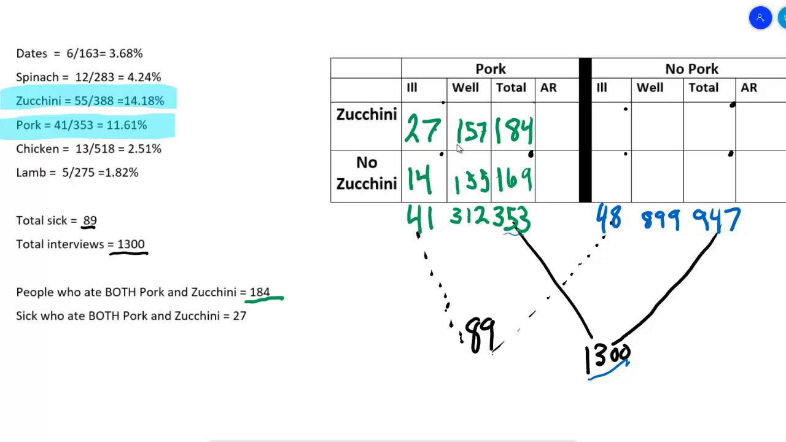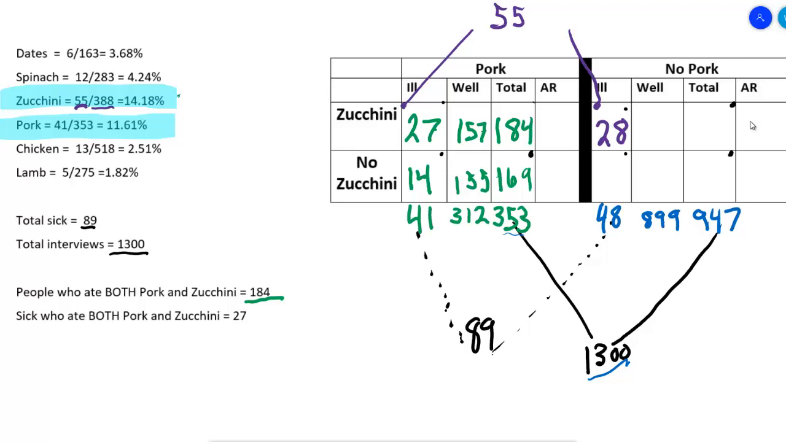So through deduction, we were able to identify the people who ate pork but did not eat zucchini. Well, if we can do that with pork in this up and down math, we should be able to do that same thing with zucchini across the top. So if we go back here to our zucchini group, we should be able to see that there were 55 total people who were sick that ate zucchini. So that's this whole group across the top ate zucchini. So that would include those people who are sick and those people who are well. We don't care whether they ate pork or not yet. So that has to equal 55. So 55 minus 27 is going to give us 28.